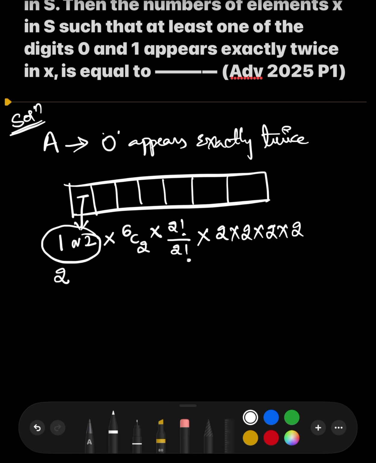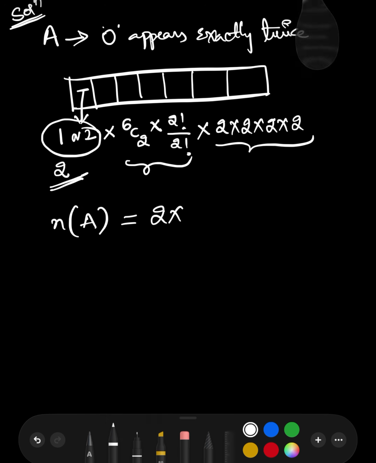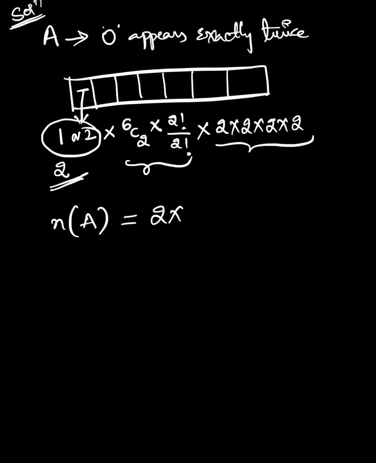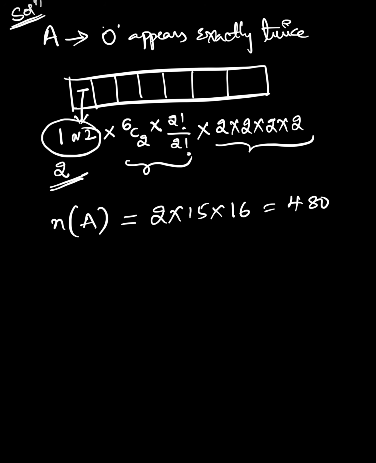So the first blank can be filled in 2 ways. The 2 blanks we have selected can be filled in 6C2 into 2 factorial by 2 factorial ways, and the remaining 4 blanks in 2 power 4 ways. So finally n of A is 2 times 6C2 times 2 power 4. 6C2 is nothing but 15, and 2 power 4 is 16, so totally that is 480. So A is completed.